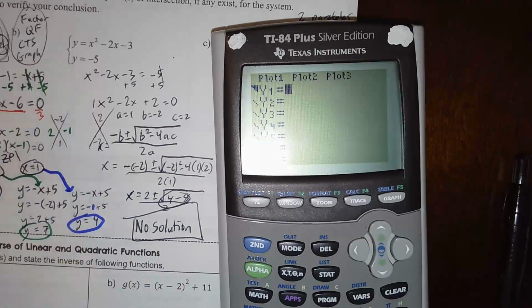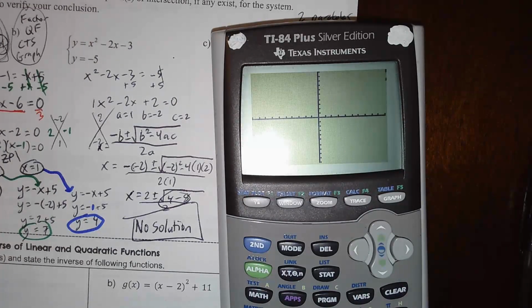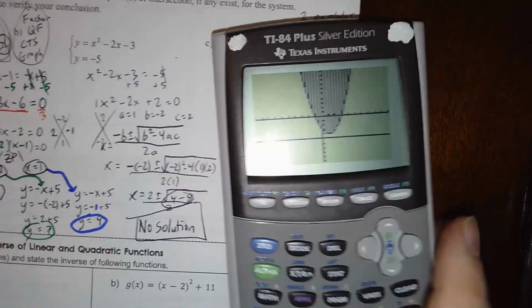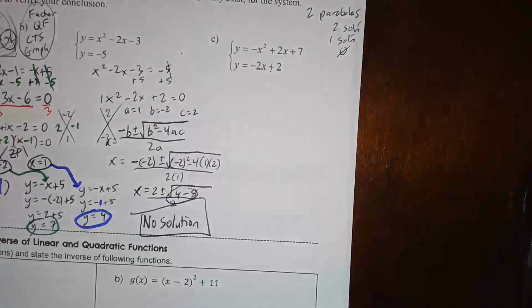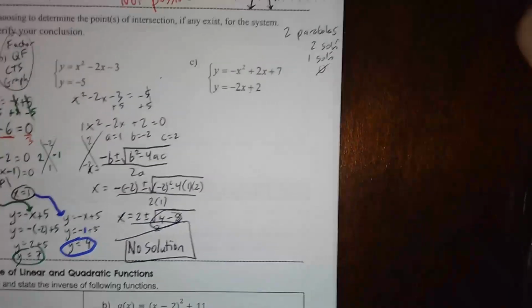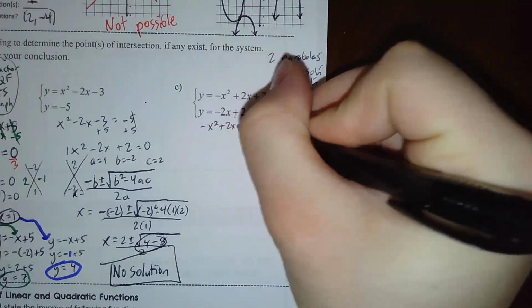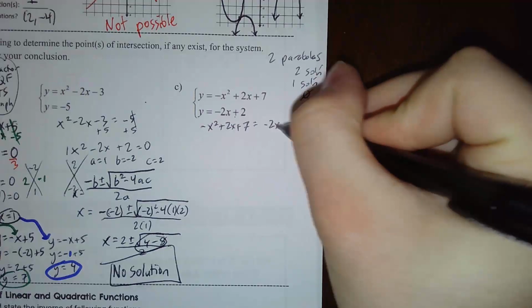But I'm going to check with my graphing calculator. X squared minus 2x minus 3, and y is -5. If I graph those right there, it'll be a parabola, and it will be a horizontal line. That parabola and the horizontal line do not cross, so therefore it's no solution. Okay, letter C. For letter C, I'm going to set -x squared plus 2x plus 7 equal to -2x plus 2.